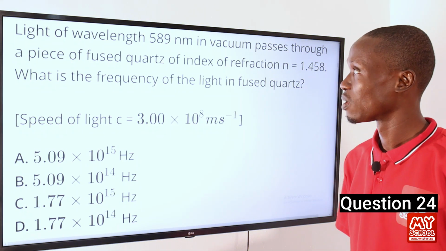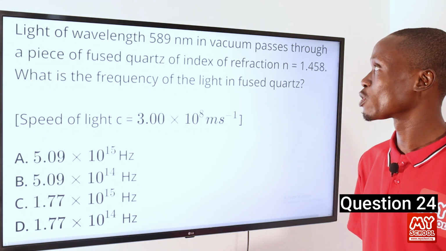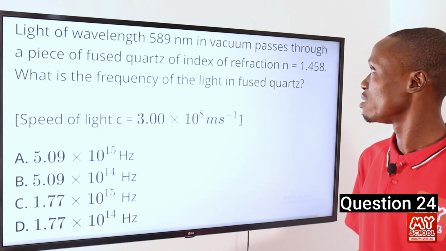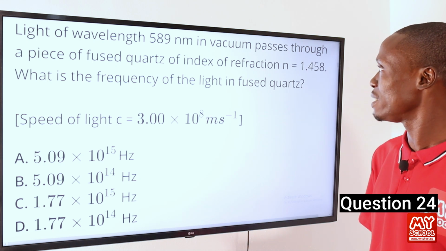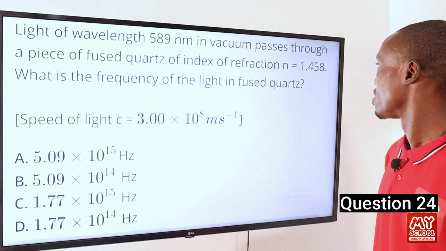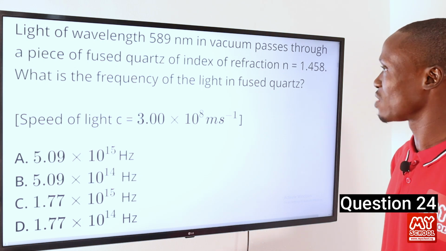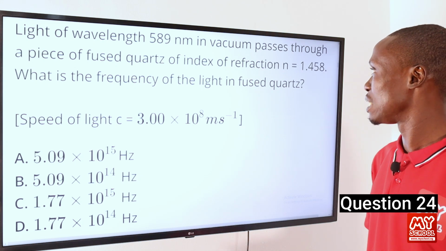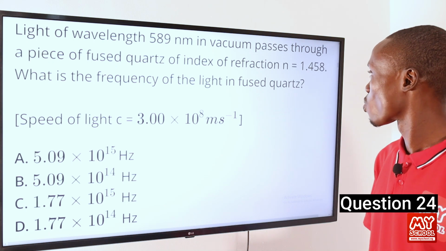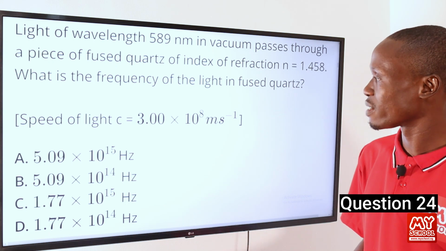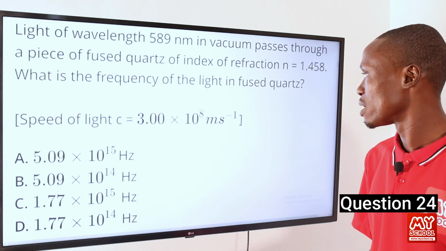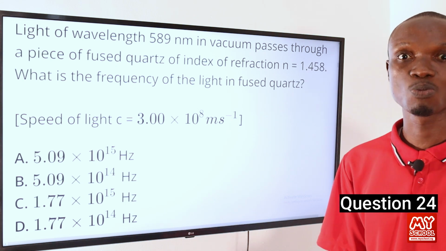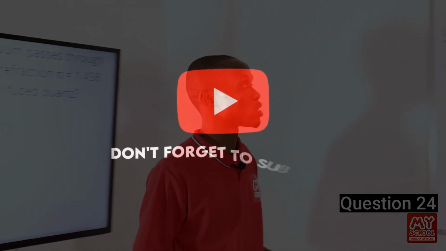Question 24. Light of wavelength 589 nanometer in vacuum passes through a piece of fused quartz of index of refraction n equals 1.458. What is the frequency of the light in fused quartz? The speed of light is given to us to be equal to 3.00 times 10 raised to power 8 meter per second. So let's move over to the board to solve that question.